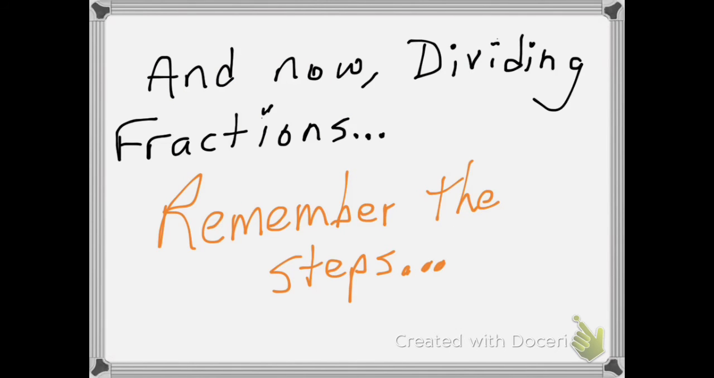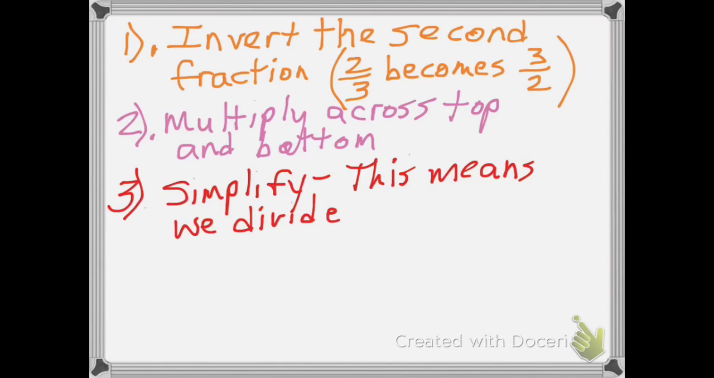Moving along. Dividing fractions. Remember the steps to dividing fractions. Number 1, invert the second fraction. So 2/3 would become 3 over 2. 2, we multiply straight across the top and straight across the bottom. 3, we simplify, which means we divide.